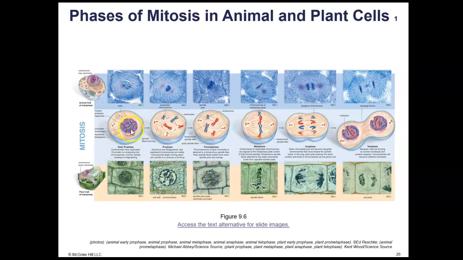So as you can see in the photographs of the slides, the animal slide is on top, and then the bottom set of slides is the plant cells, and then the illustration in the middle helps you understand what you're supposed to be seeing.